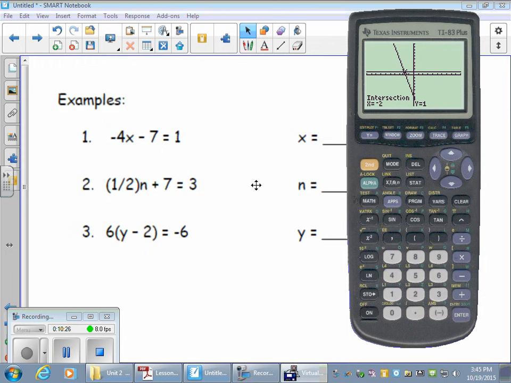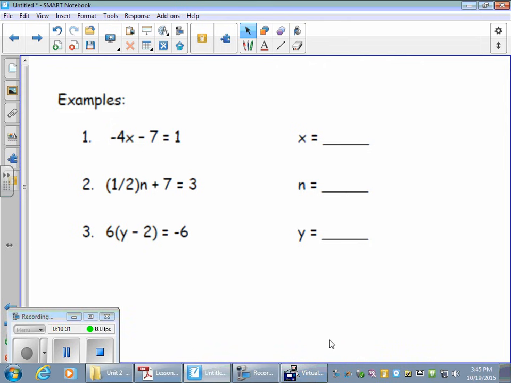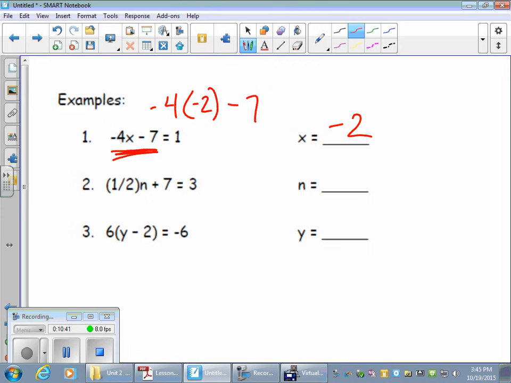So that tells me that when I look at my equation, x is equal to negative 2. And you can verify that, because take negative 4 times your x value, which is negative 2, and subtract 7, and that gives me 8 minus 7, which is 1. Which is why the ordered pair was negative 2 comma 1. So, easy, easy, easy.